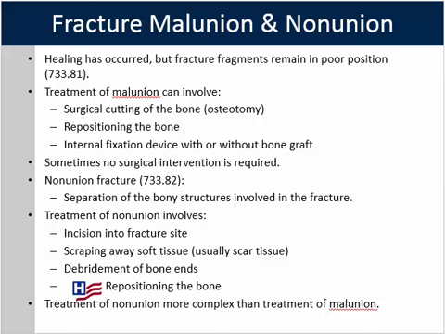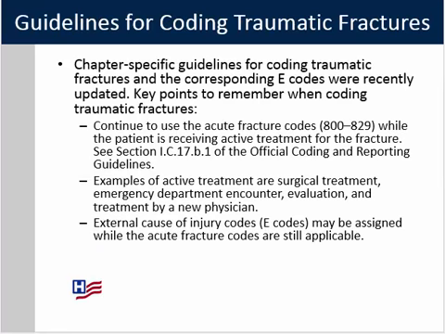Malunion implies that the bony healing has occurred, but the fracture fragments are in poor position. Non-union, on the other hand, implies that healing has not occurred and that there is still separation of the bony structures involved in the fracture. Chapter-specific guidelines for coding traumatic fractures and the corresponding E codes should be reviewed carefully.